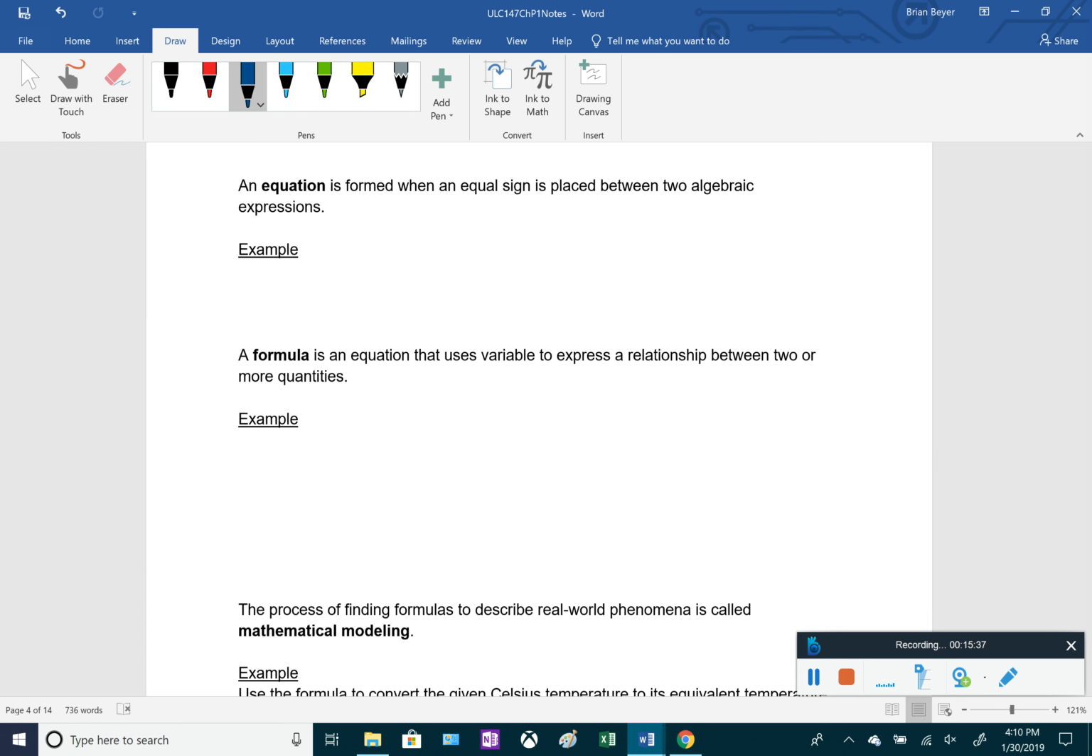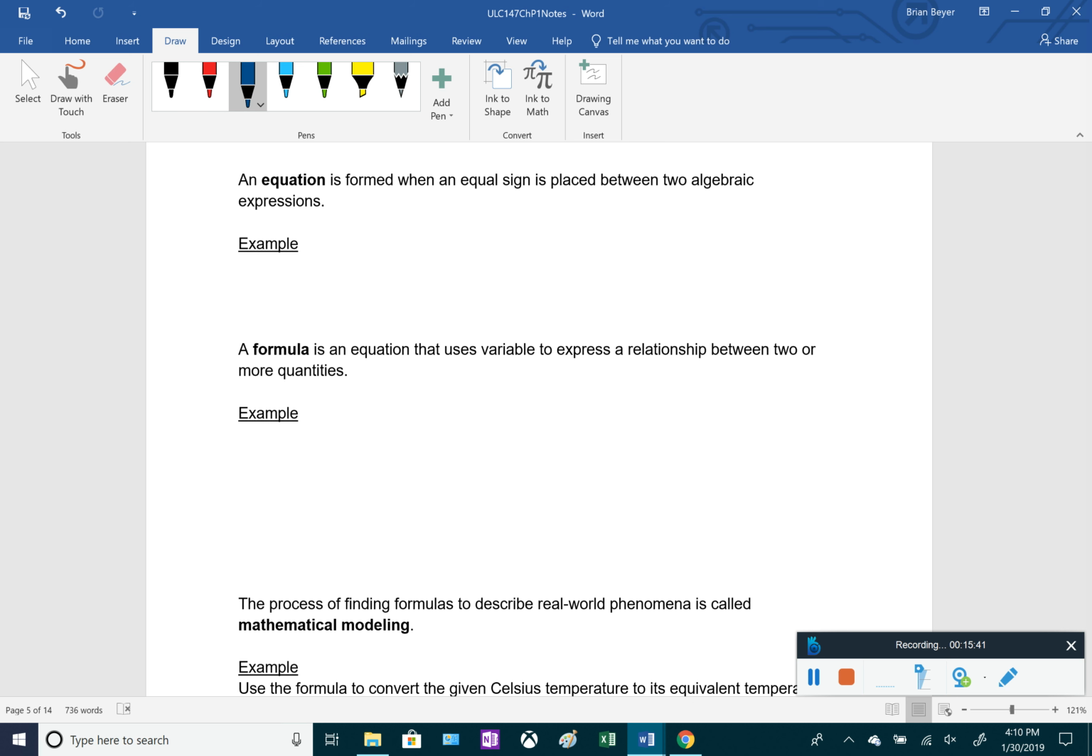Okay, so that was evaluating expressions. The next thing is going to be working with equations. An equation is formed simply when there's an equal sign between two algebraic expressions. For example, if we have something like 2x minus 3 equals 4x cubed, this whole entire thing is an equation. Both sides of the equal sign are their own individual expressions.